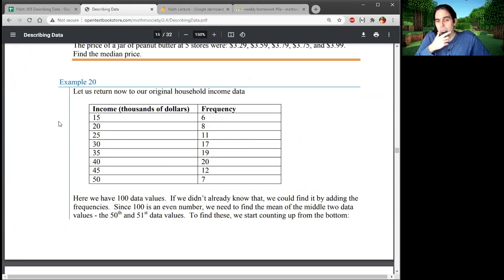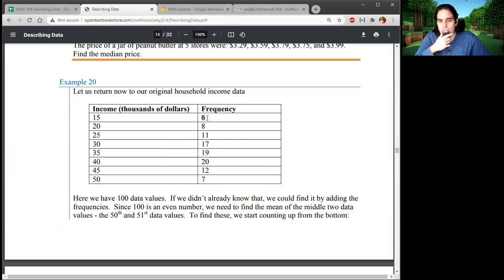So they have income of, what is the income in thousands of dollars of different houses? So 15,000 had 6 times, 20,000 had 8 times, and so on. And the textbook points out there's 100 data values. You could add up all the frequencies and see that there's 100. So to find the median, we just need the 50th one.